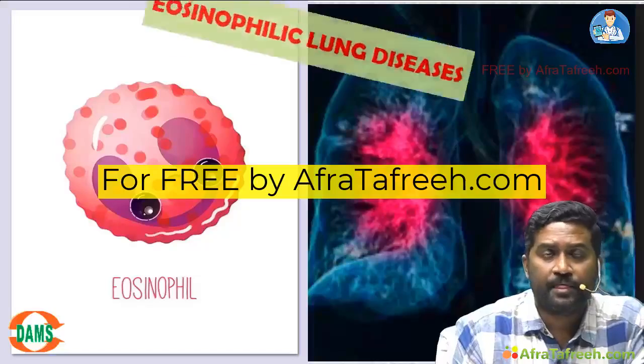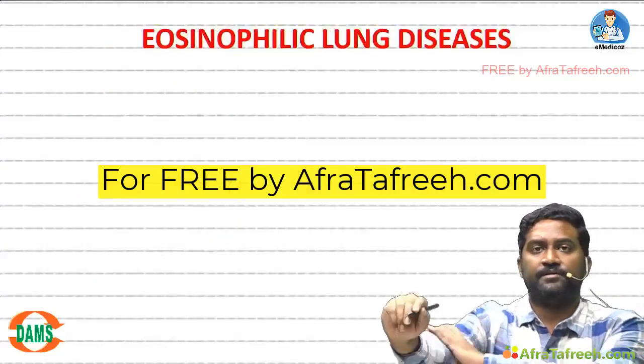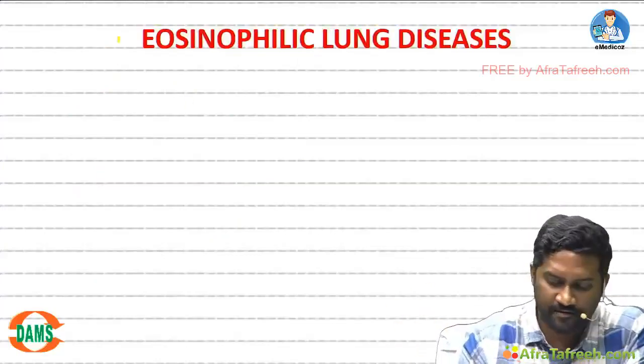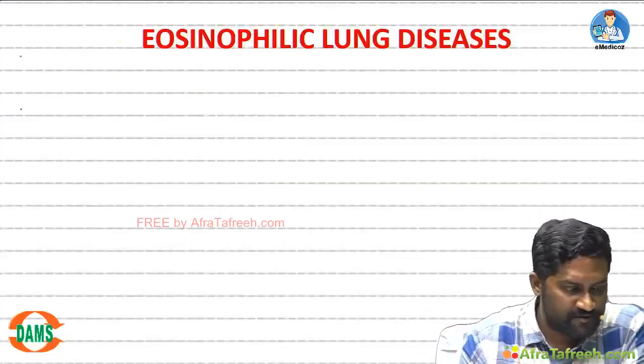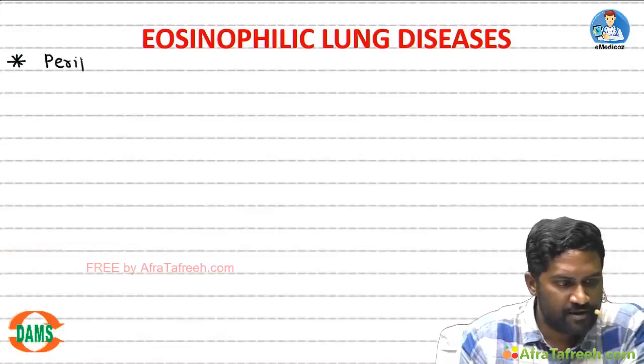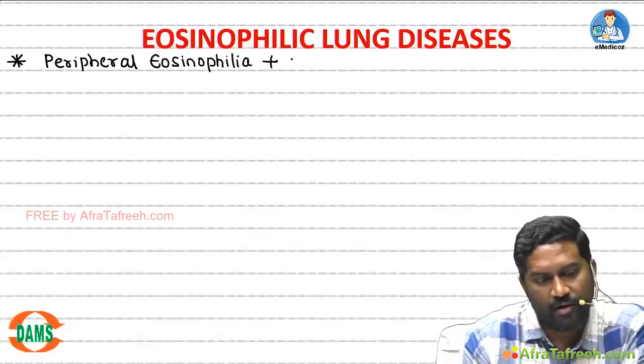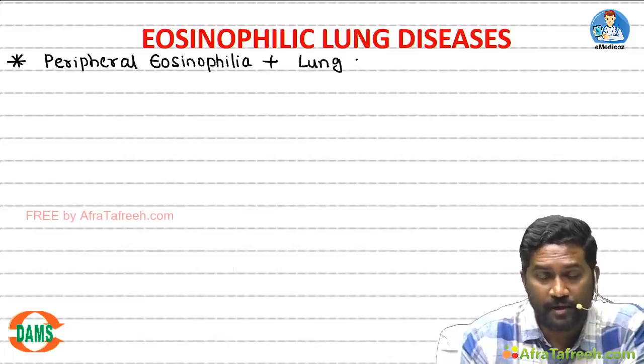Let us see eosinophilic lung diseases. Write down the definition of eosinophilic lung diseases. These patients will have peripheral eosinophilia, excess eosinophils in the blood. Along with that, there will be lung infiltrates.